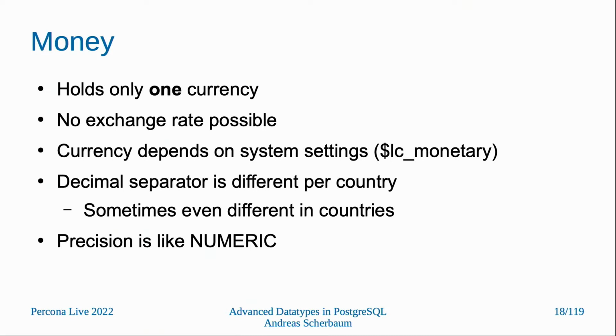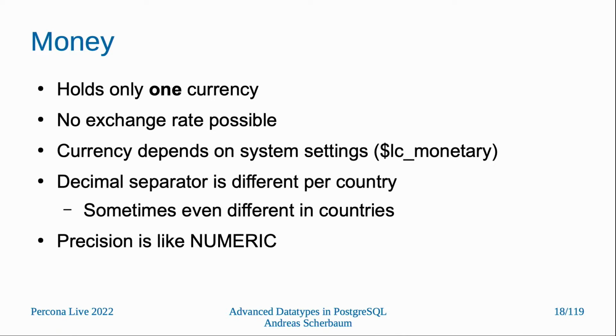It can only hold one currency, database-wide. So you cannot store like euro and dollar in one table. That's not how it works with money type. You can only define one currency on a database level. You cannot use it for any kind of like exchange rates. You want to store what's today's exchange rate between yen and dollar. Doesn't work.